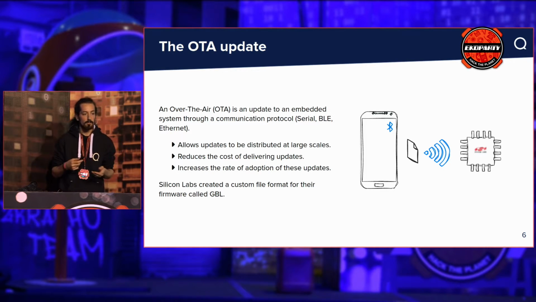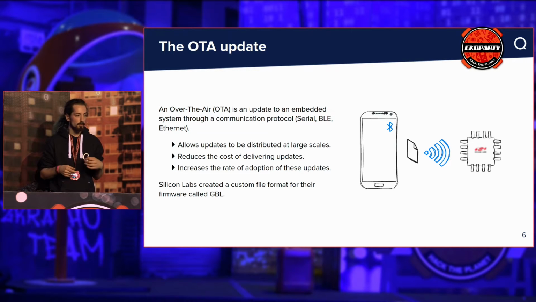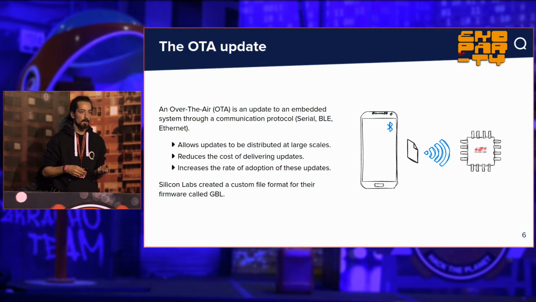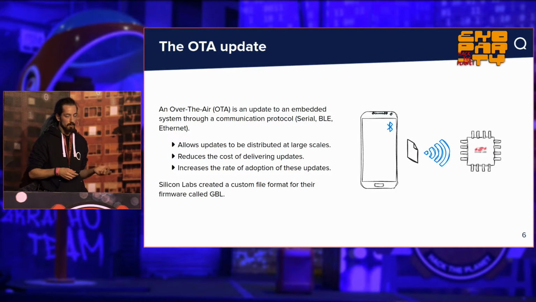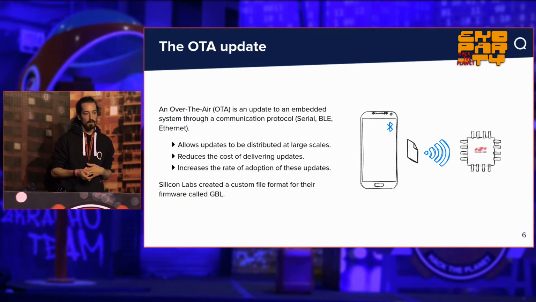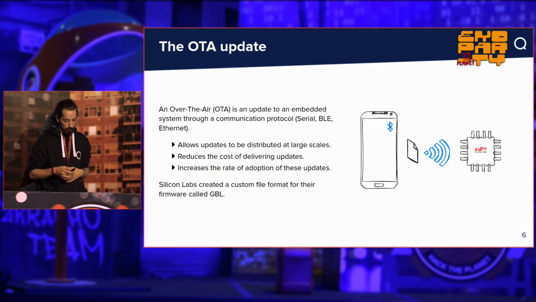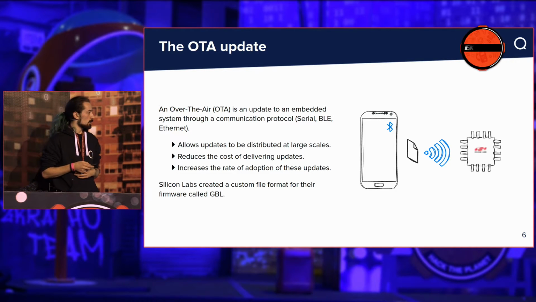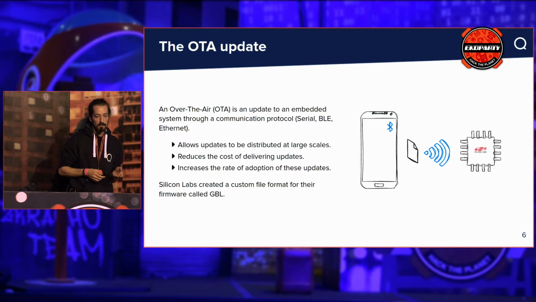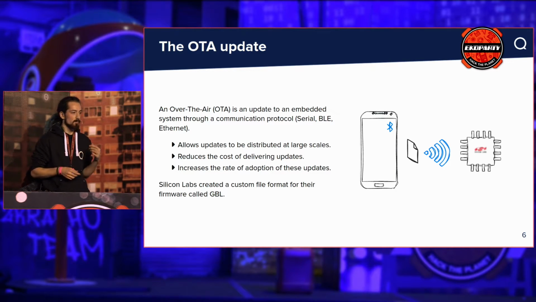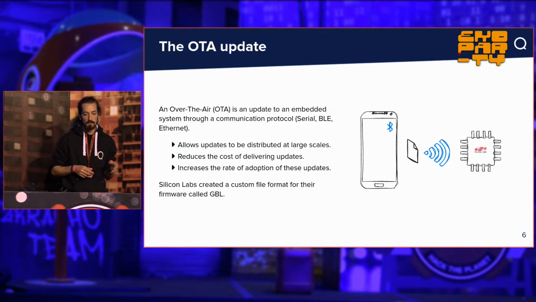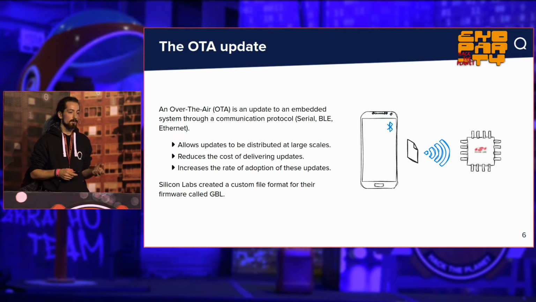This is because manufacturers can make a new firmware update available through their website or their Android application, and the end user will just download it himself or use the application to update his device. So talking about security, to handle this update, Silicon Labs created their own custom file format, called the GBL file format, which implements modern security features such as encryption and signatures. But before going too deep into the details, let's first see a quick example of how you can, as an end user, update your device.